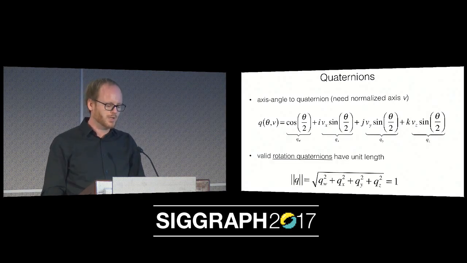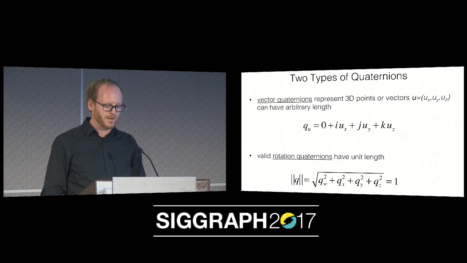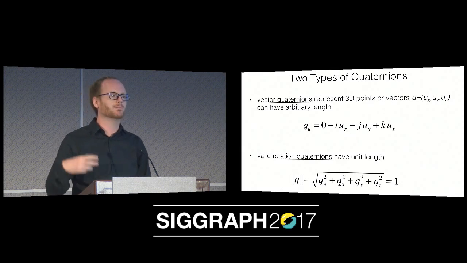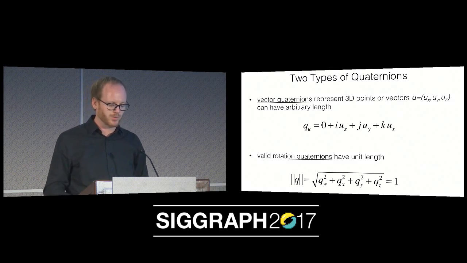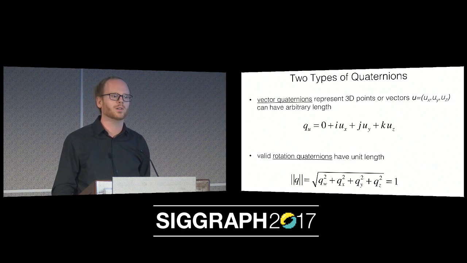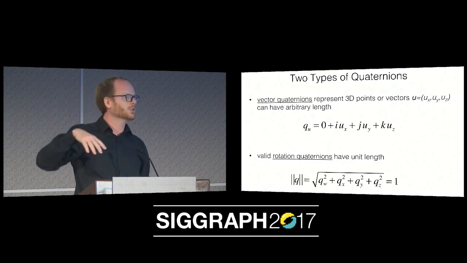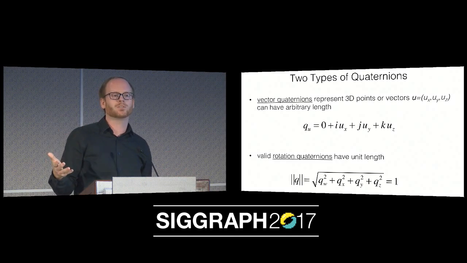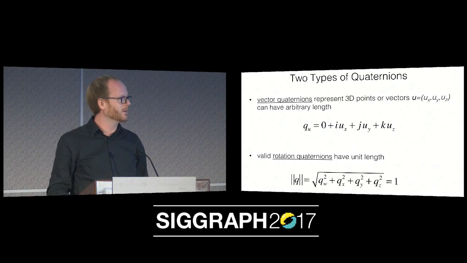Just as a side note, any quaternion that represents a rotation is going to have unit length, so its norm is 1. But there are other types of quaternions, too, that represent a point in 3D or a vector in 3D. And those are called vector quaternions. And those have a scalar value of 0, and they don't have to be normalized at all. And so now we can take 3D points or vectors, and we can rotate them, just like we did with the 4x4 or 3x3 matrices earlier, using quaternion algebra. And that's a little bit different. It's more like a polynomial that we're going to combine.